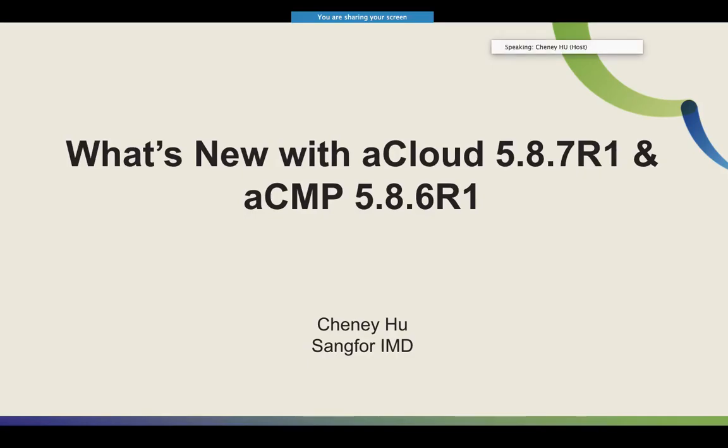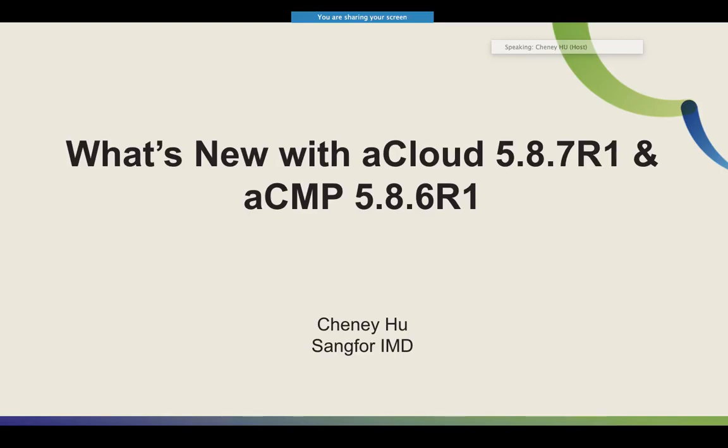aCloud actually is a rename of our HCI product, okay? And aCloud is more focused on the infrastructure side. ACMP is a component that can be run on aCloud to turn aCloud into a cloud, a private cloud at the moment. And you can see that the version numbers of these two components are different because they are being developed in different directions.